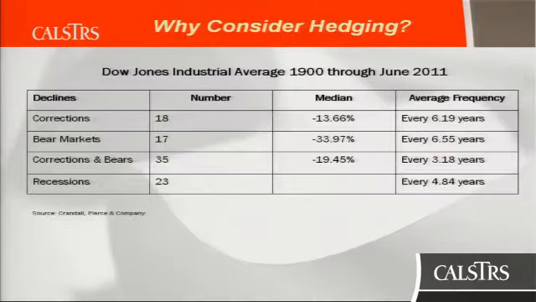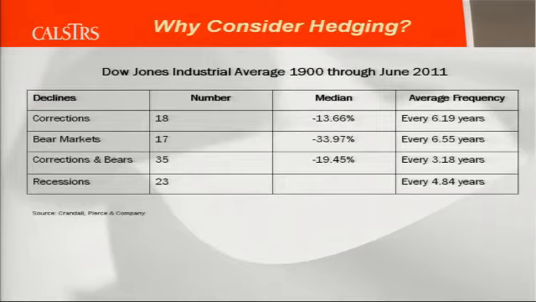So why consider hedging? I found this slide and it's very interesting. This piece of research looked at the Dow Jones Industrial Average from the 1900s through June of 2011, and they went back and tried to identify the market corrections and the bear markets. Again, a market correction is when the equity market is down 10% or more, and a bear market, by definition, is down 20% or more.